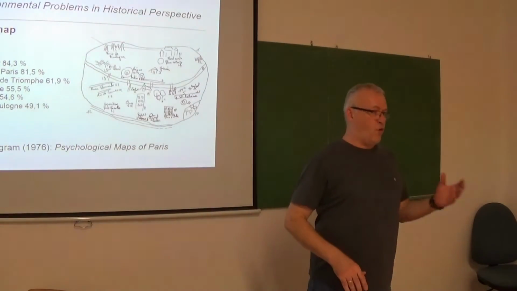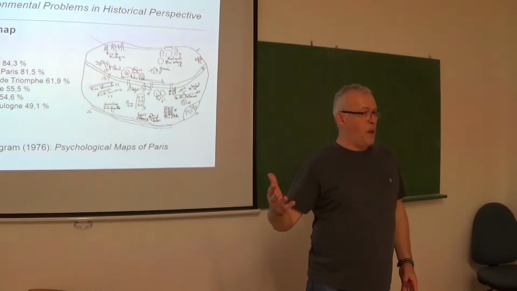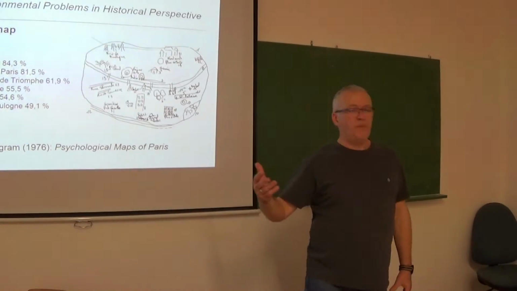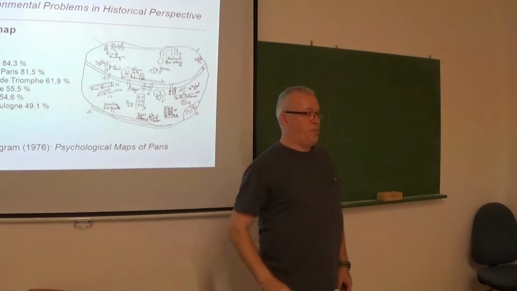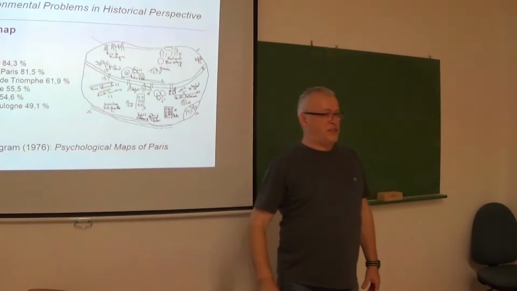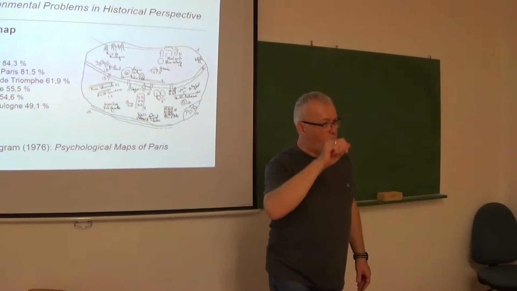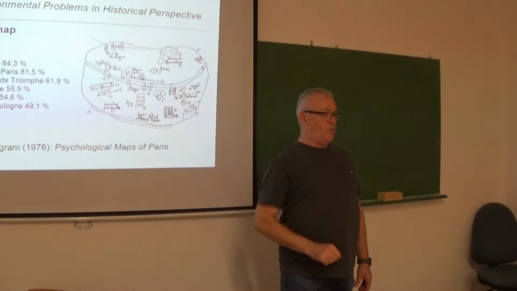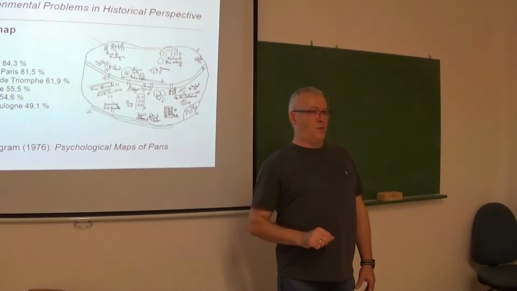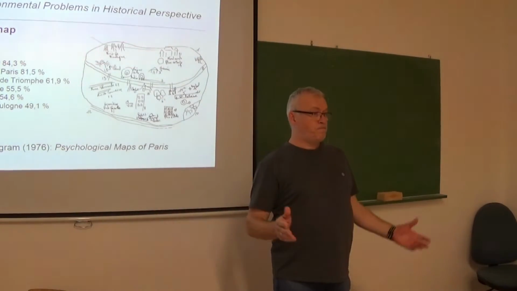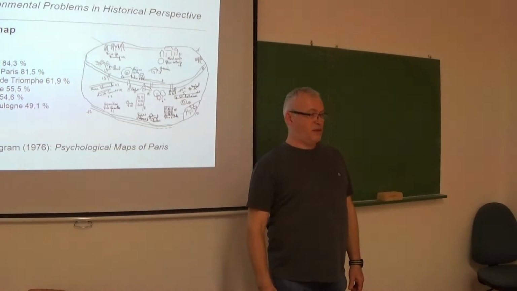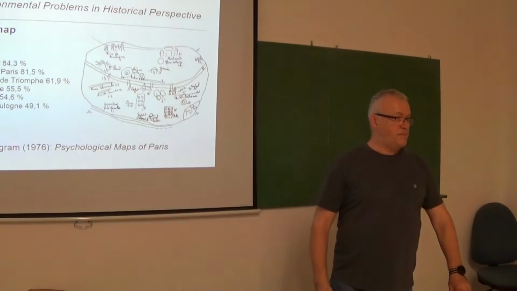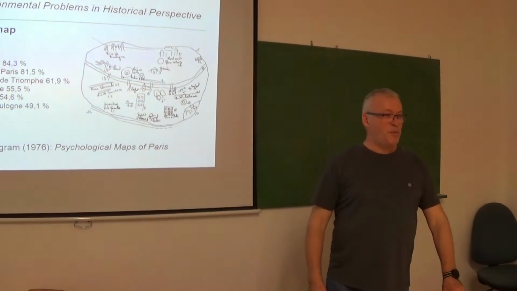Bois is a name meaning forest, the forest of Boulogne. Why is it so important that almost half of the people who participated in the experiment were able to draw the place of Bois de Boulogne and name it? Which activity is located there? Nobody? Prostitution.